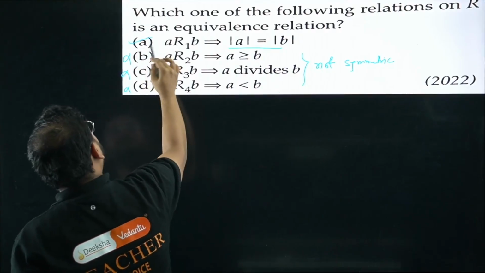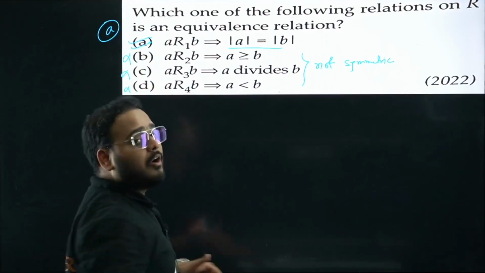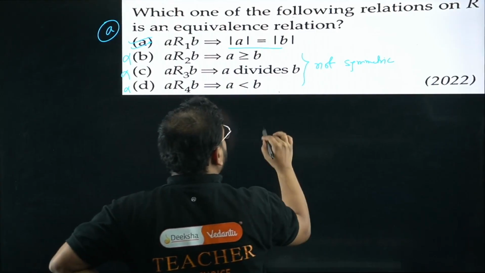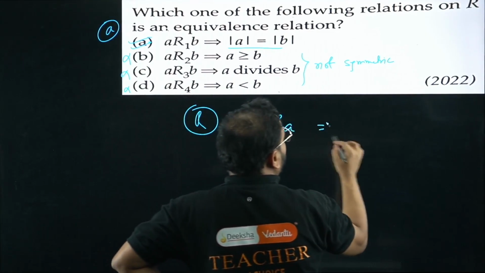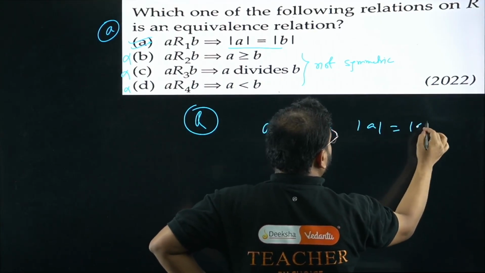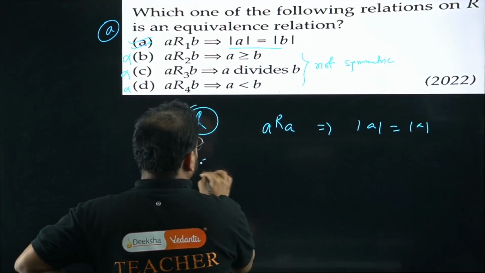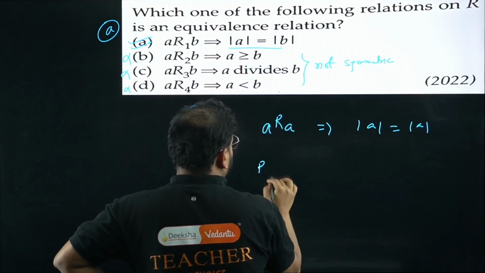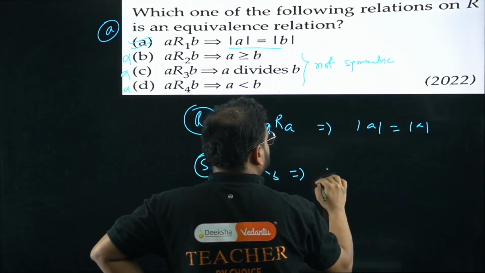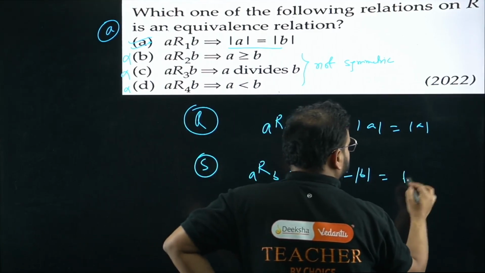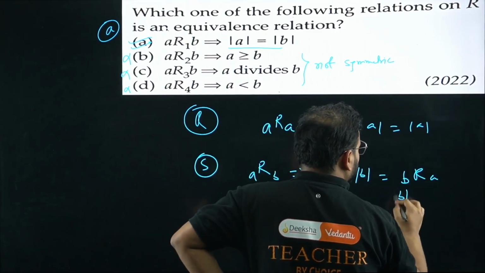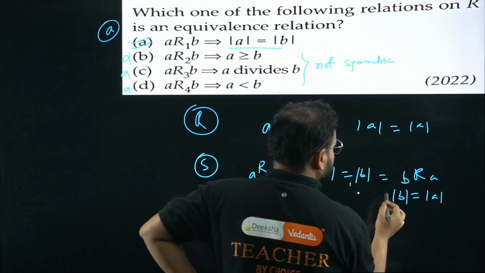I can pick the option directly as option A and move on with the question, or I will prove it like this. Please check. If I take the condition as ARA for the reflexive relation, of course mod A equals mod A. Now for symmetric, I take ARB. I can say mod A equals mod B. It means, of course, also true for BRA, which means mod B equals mod A.